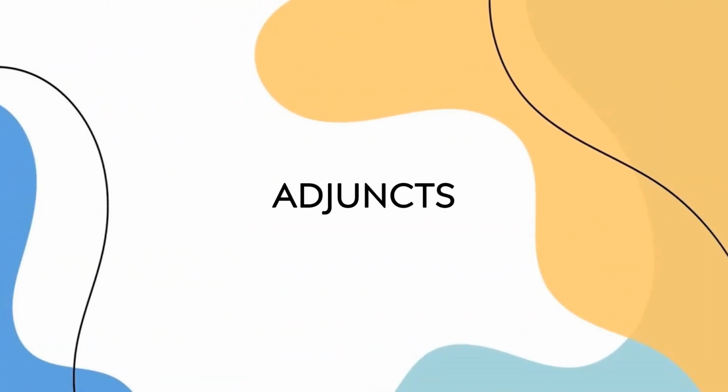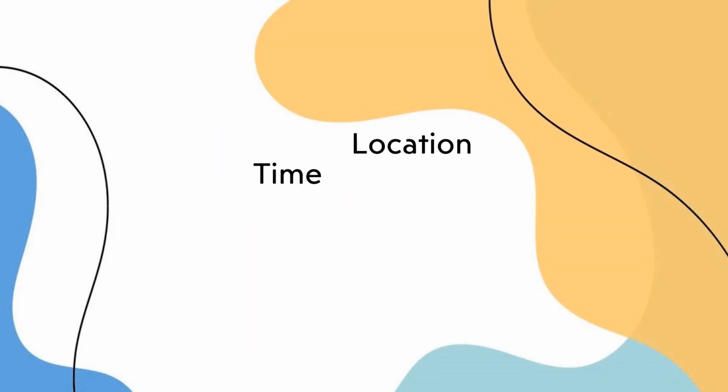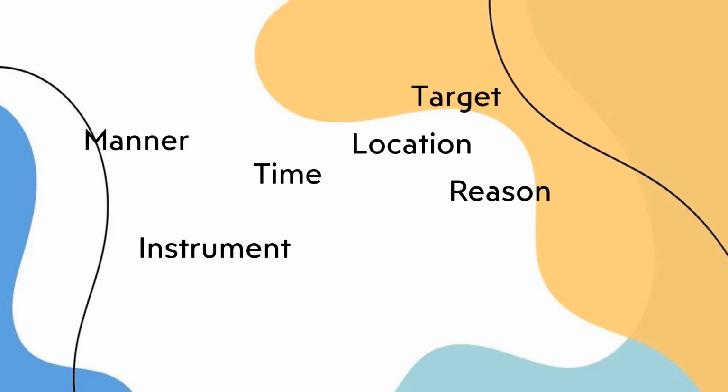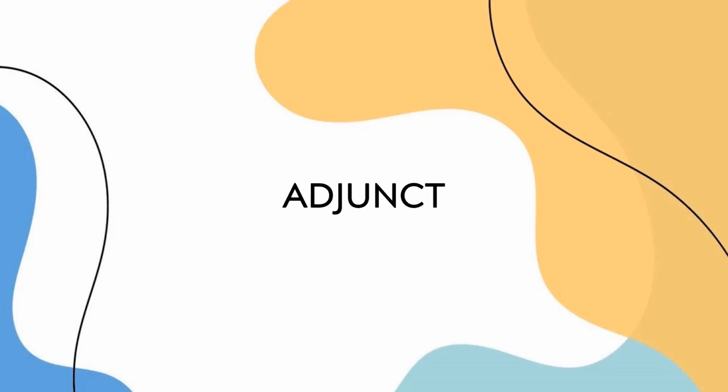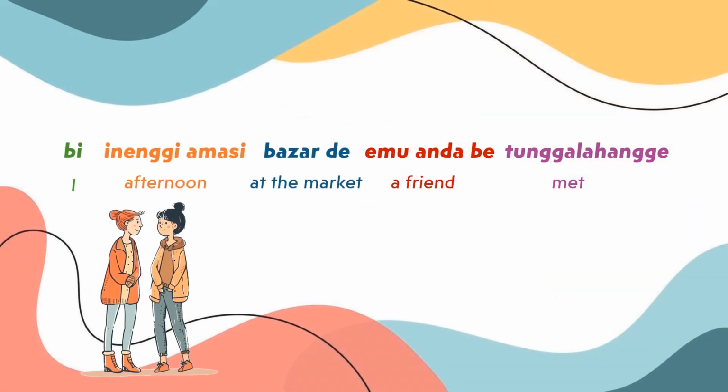Well, I don't think anyone can speak with sentences that only have a subject and an object, but more often we need information like time, manner, location, instrument, reason, etc. In linguistics, we call them adjuncts. And in Manchu, the adjunct could be placed anywhere before the verb. Let's look at an example.